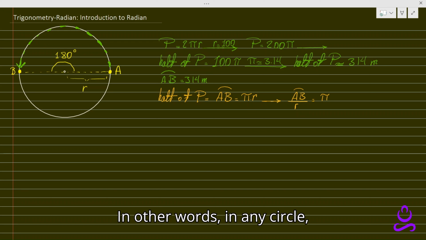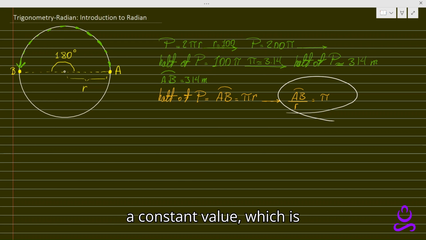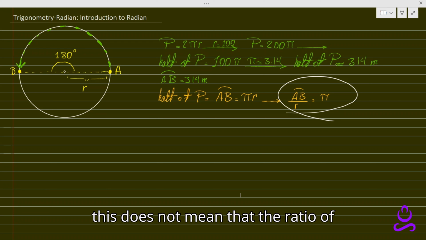In other words, in any circle, the length of a half-circle curve on the perimeter divided by the radius equals a constant value which is called pi. Attention! We've just established that the ratio of the length of a half circle to its corresponding radius is constant. However, this does not mean that the ratio of any curve to its radius is always constant.